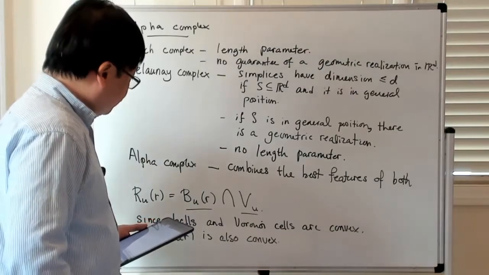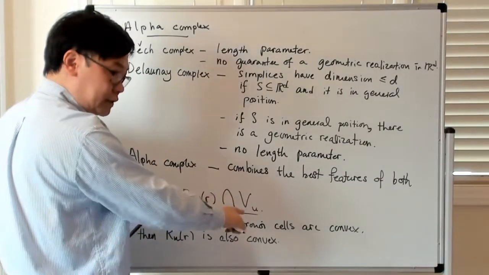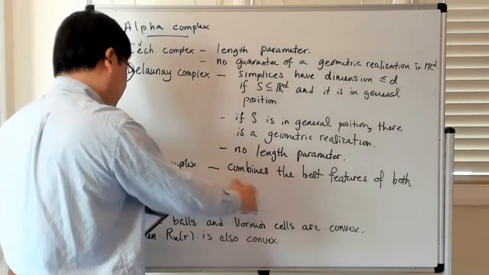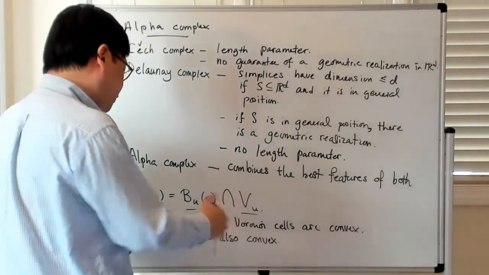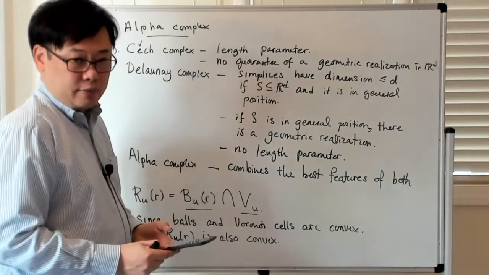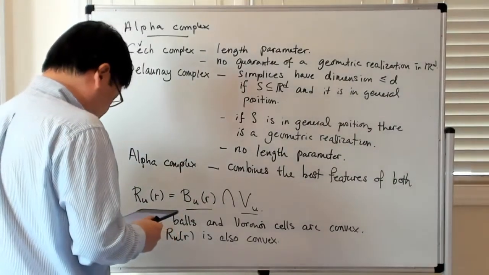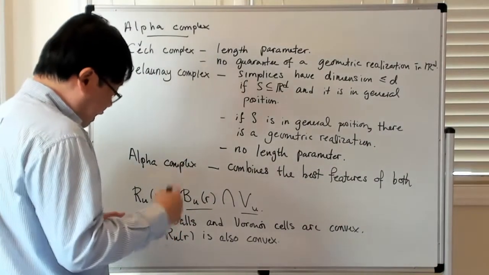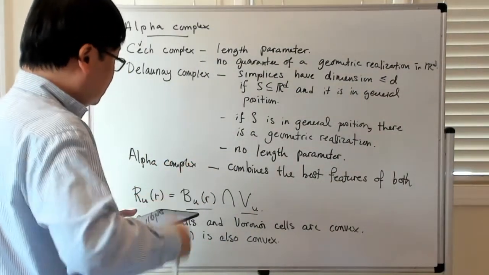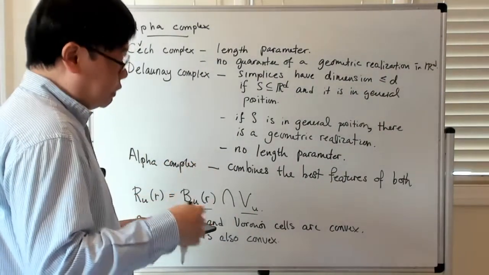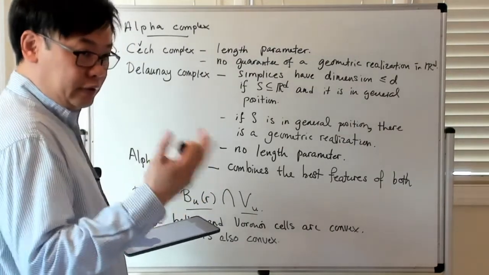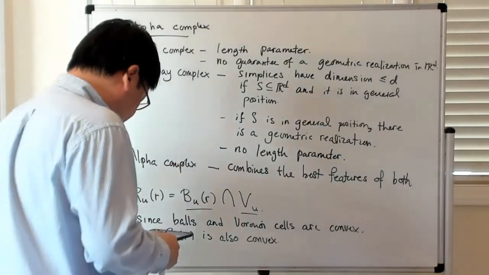So what happens, of course, is that when you take the intersection of these two things, BU is closed, and VU may not necessarily be closed, but they're both convex. And then the intersection is going to have the property that it's closed as well. So that's going to be useful because, if you recall, having closed and convex sets turns out to be important with this geometric realization theorem.